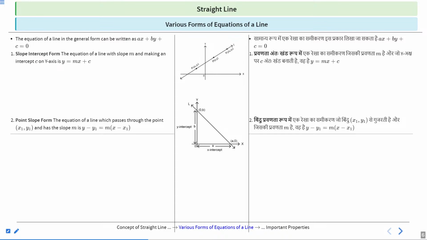Second, point slope form. The equation of a line which passes through the point (x1, y1), right, and has slope m is y minus y1 is equal to m times (x minus x1), right? Got it? So it is basically the point slope form. Got it?